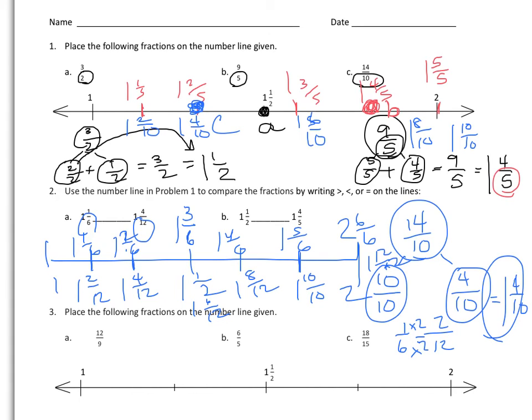So I can see here my 1 and 1/6 for my original number A, or letter A, is here. And then I can see the 1 and 4/12 was right next to it at 2/6. So I can determine that this number is less than, because I can see it on the number line.